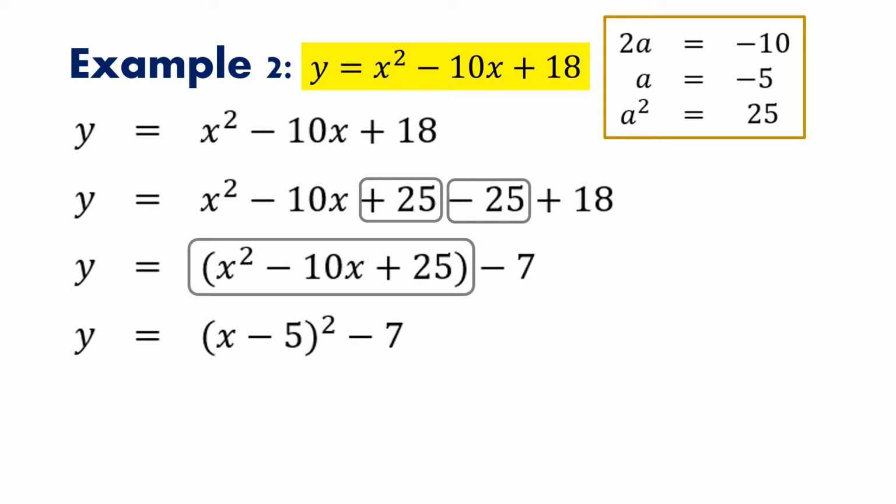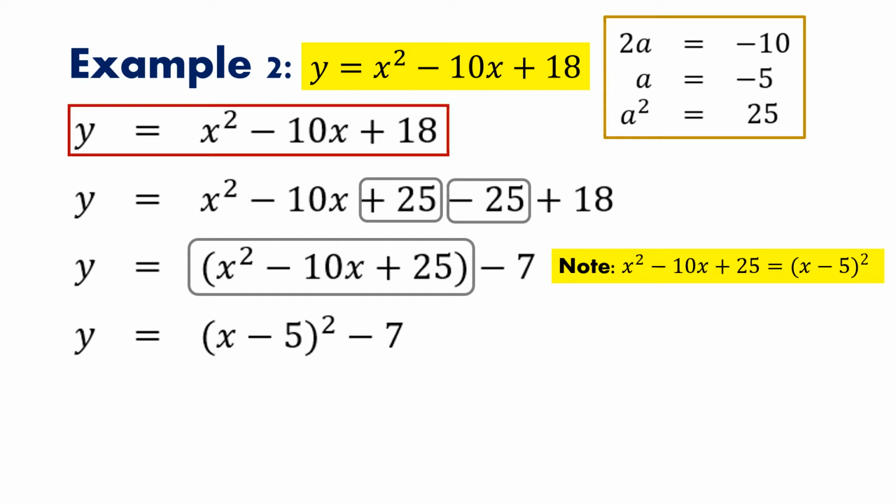Note that x squared minus 10x plus 25 is a perfect square, and this can be factored as the quantity x minus 5 to the second power. So, y equals x squared minus 10x plus 18 can be written as y equals the quantity x minus 5 to the second power minus 7.